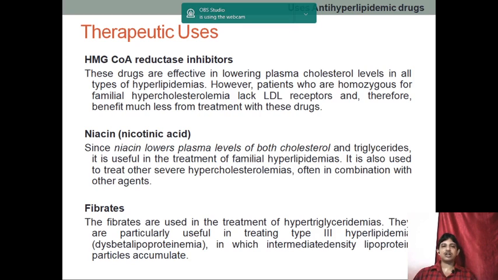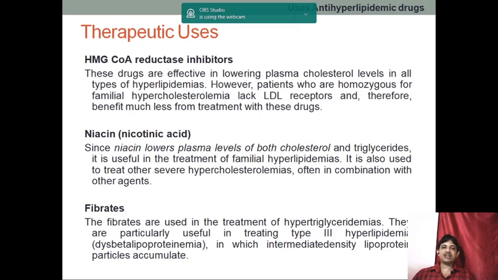Next is niacin or nicotinic acid. It lowers the plasma level of cholesterol as well as triglyceride. And again, it is useful in the treatment of familial hyperlipidemias. It is also used to treat other forms of hypercholesterolemia, often combined with other agents. So it can be given in combination with other agents also.